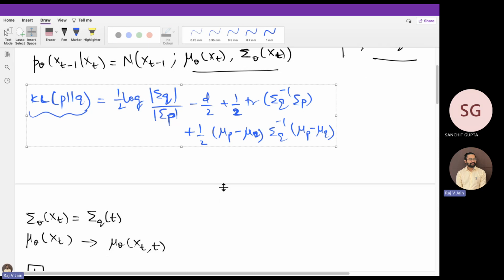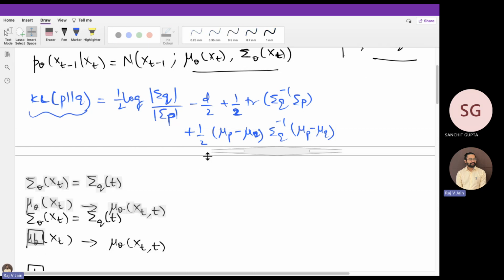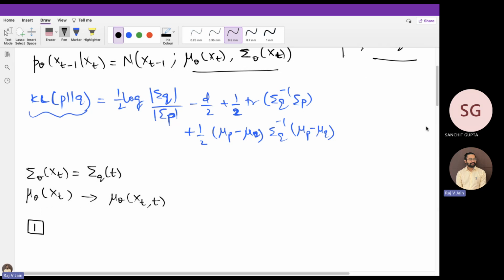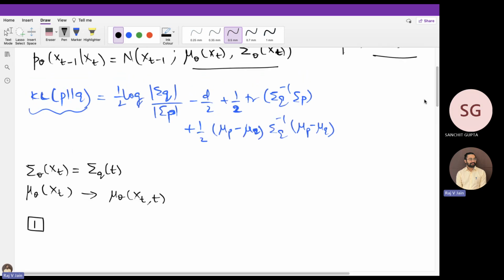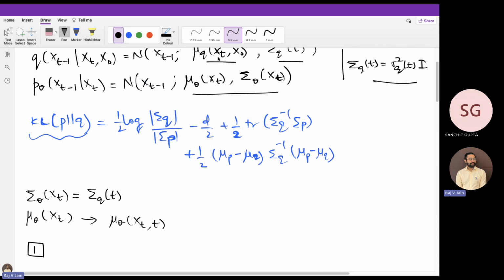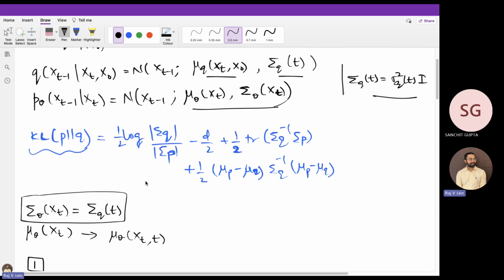So the first thing that we will do is basically look at something like this, right? The authors, what they do is, you want to make these two distributions as same as possible. Now both are Gaussians, so basically we want to make the means very similar and the variances very similar, right? So the first assumption they make is they take this sigma theta of xt, that is the variance of this particular term, to be equal to sigma q of t. They say this is to make sure that the KL divergences match more.